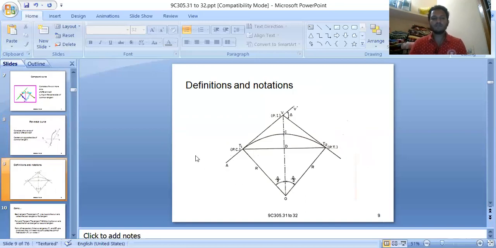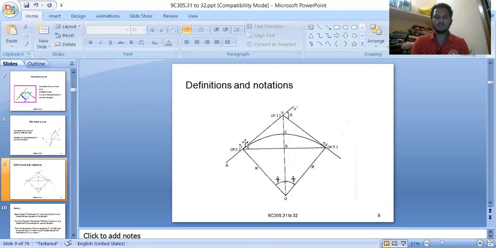We will give some definitions. We will learn some definitions, and we will give some common notations for the curve, which are common till the end of the chapter. This is a starting point of the road, or we can say a straight.